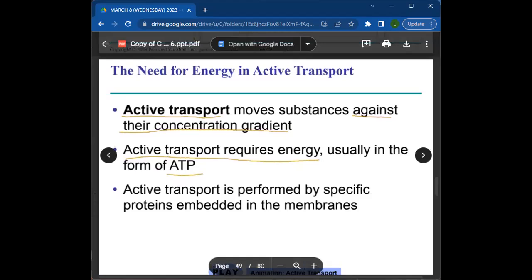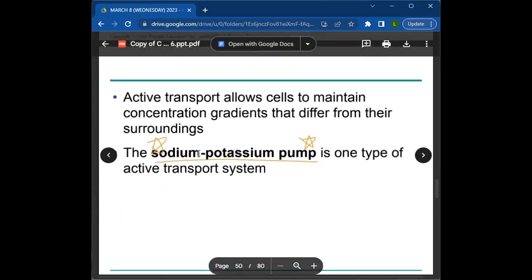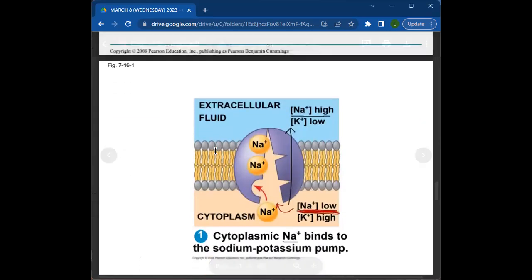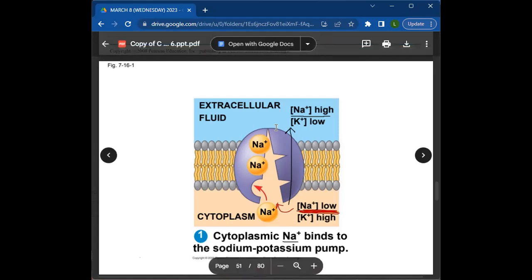So, active transport, in order to move substances against the concentration gradient, will require energy, usually in the form of ATP. One of the examples of active transport is the sodium potassium pump. The sodium potassium pump is going to pump 3 sodium out of the cell and bring 2 potassium into the cell. So here we have 3 sodium being loaded into a protein.